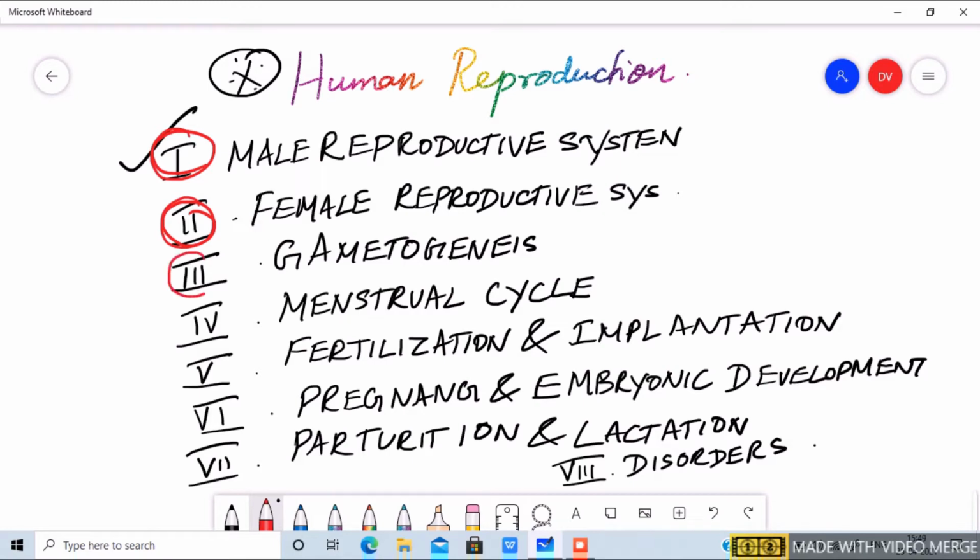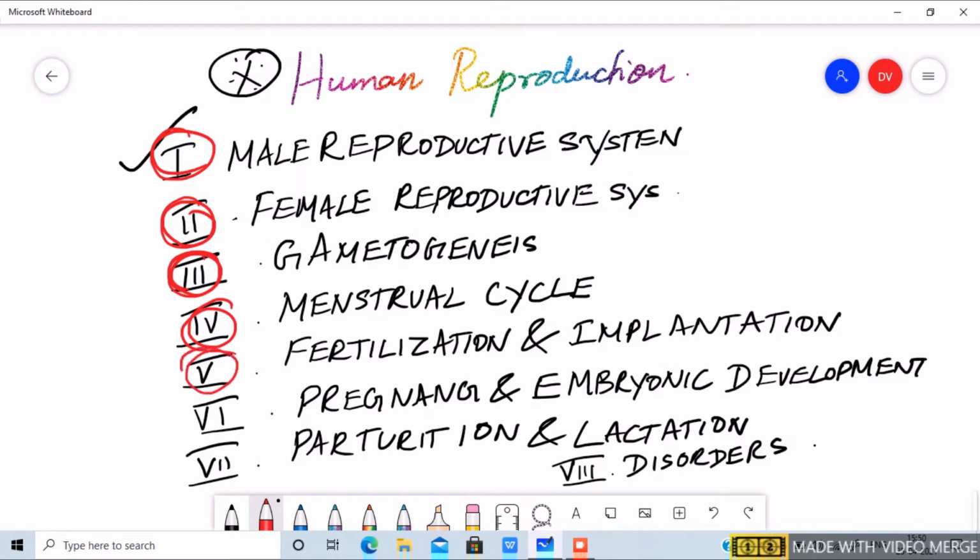Then comes the third section, where we'll be learning about gametogenesis, spermatogenesis in male and oogenesis in female. That will be very exciting, guys. And then the fourth section is all about the menstrual cycle, the different phases of menstruation. So I'll be teaching you that.